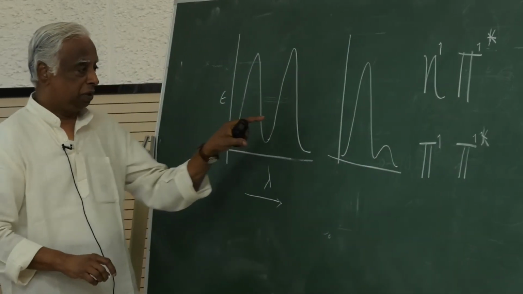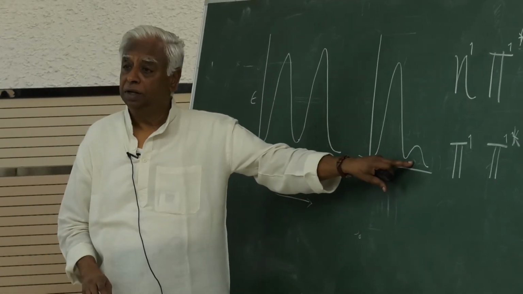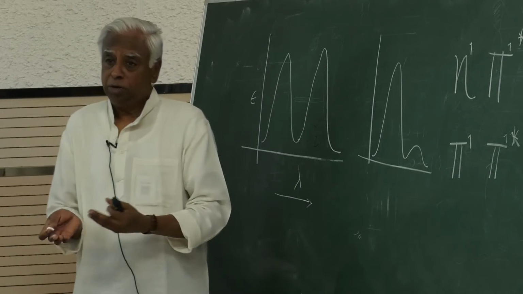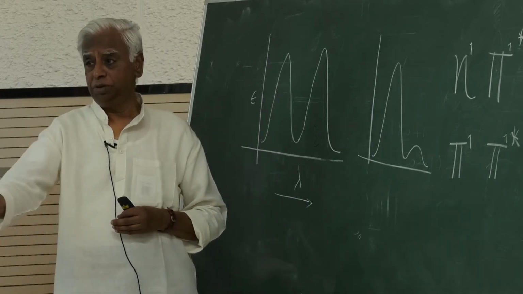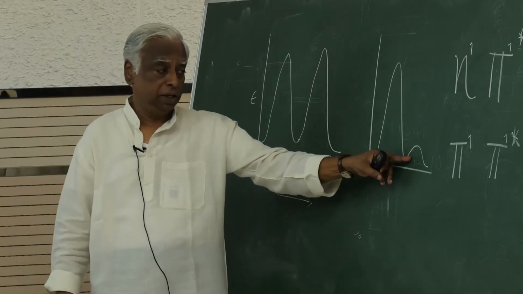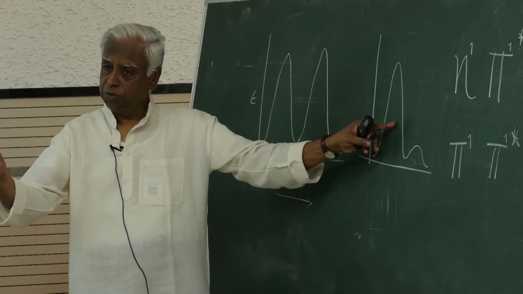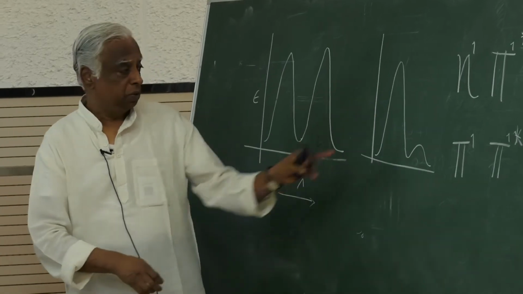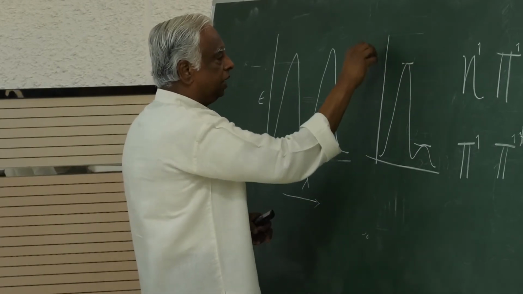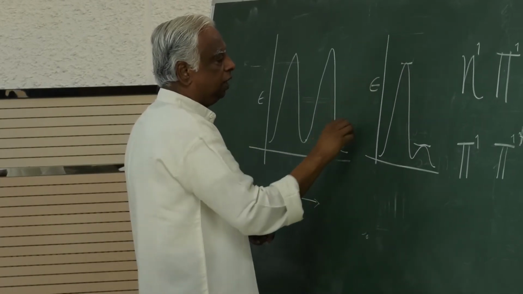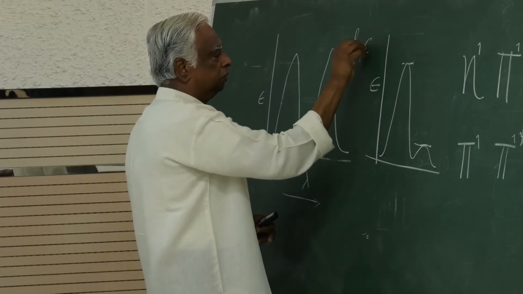As you can see here, this one is big, this one is small. Small means the probability of absorption is much smaller. Even if you provide light to the sample, it will not absorb. Whereas for the other one, when the energy goes through, it will absorb more easily. The probability is represented on this axis, which is epsilon. Sometimes it is called log epsilon or epsilon, it doesn't matter.